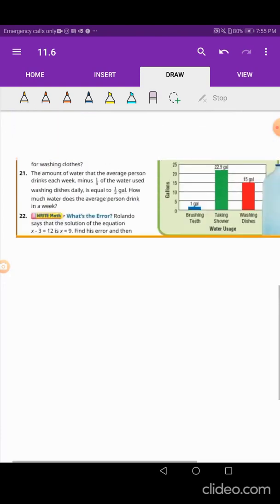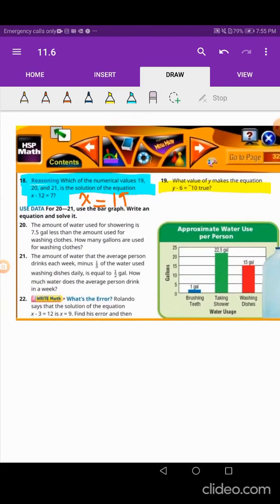Okay, so we said here, not x, y equals negative 4. Let's move to question number 20.